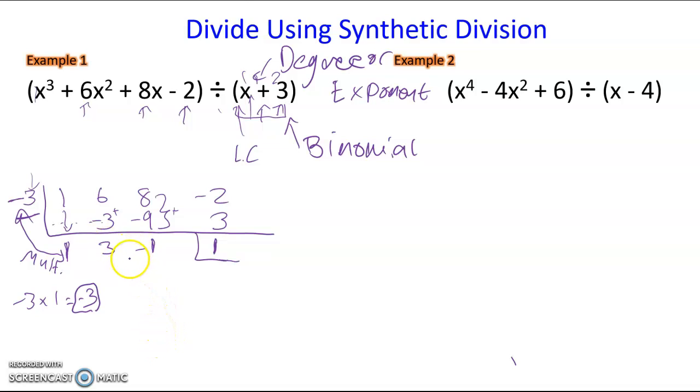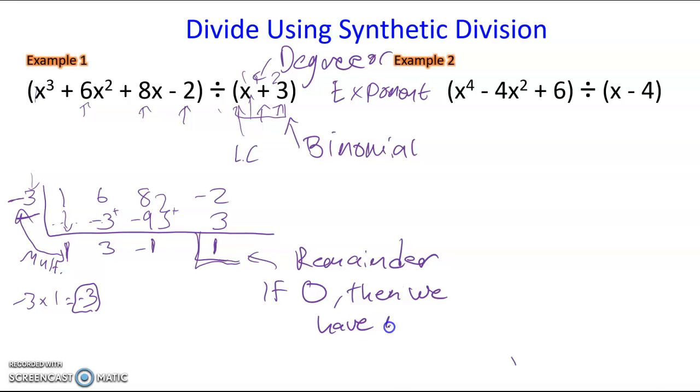So from there, once we have our final number here, I always put a little bit of a box around it. This number right here is going to tell us if we have a remainder, all right? If it's a remainder of 0, then we have no remainder. All right, so again, if that last number is 0, then we don't have a remainder, all right?